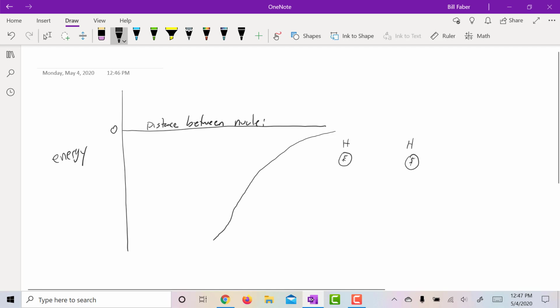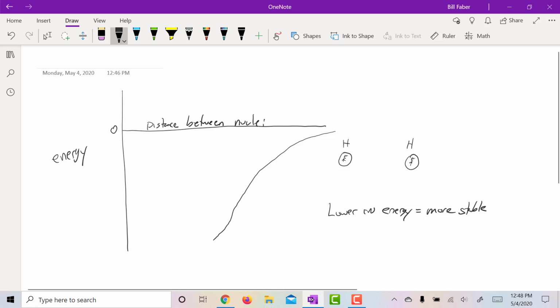And when they get closer to one another, they go down in energy. So when you go lower in energy, we consider that more stable. So you get this more stable complex that forms as these nuclei get together.